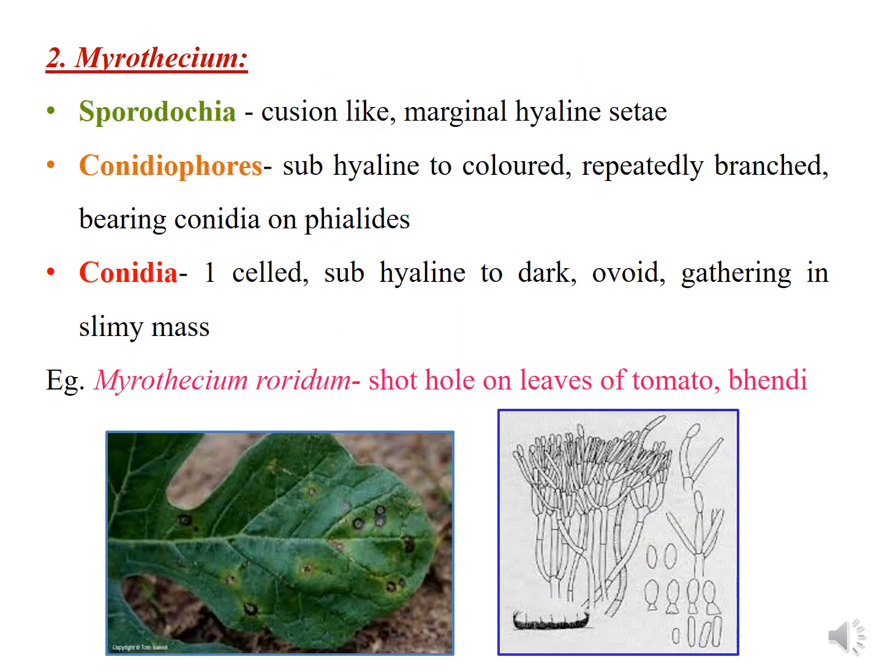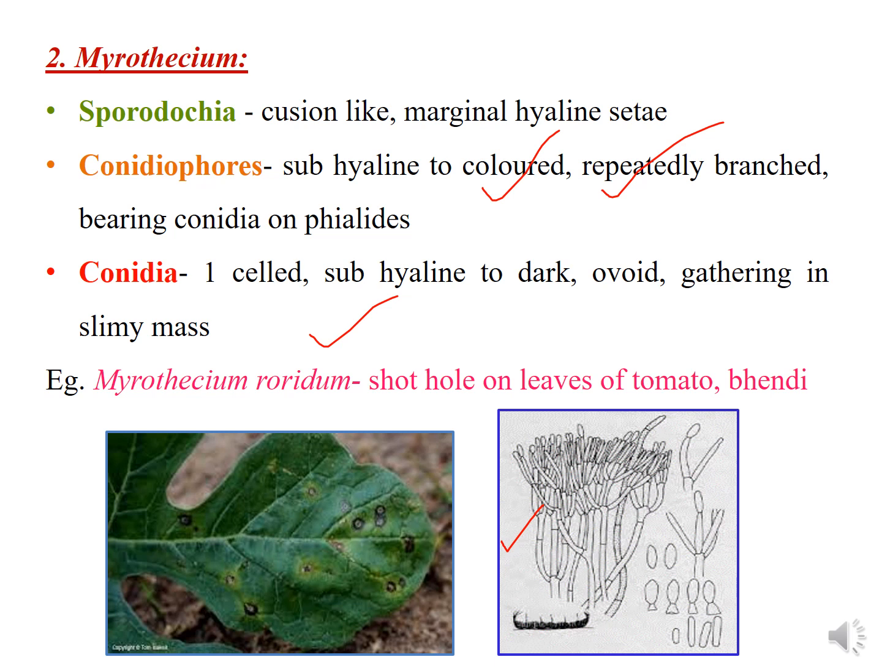And coming to the second genus, that is Myrothecium, sporodochia looking like cushion-like, with marginal hyaline setae-like structures used to be present, and conidiophores are subhyaline to colored in nature, and repeatedly they used to be branched. Here this is the Myrothecium. Here you can see the branching of the conidiophores.